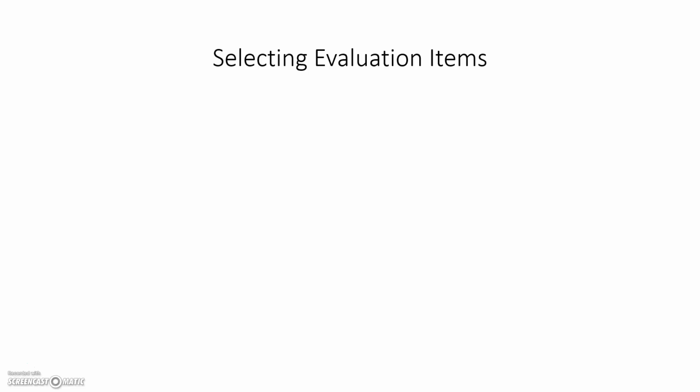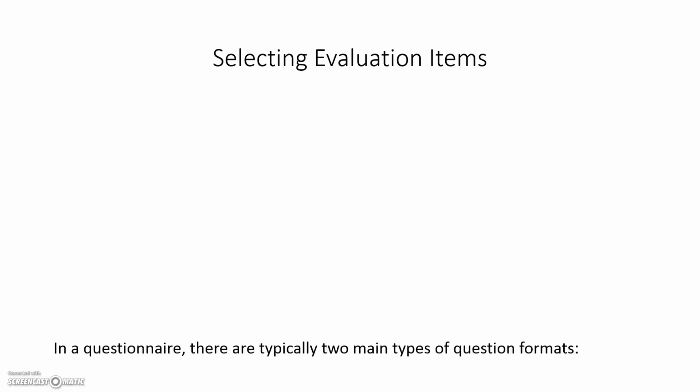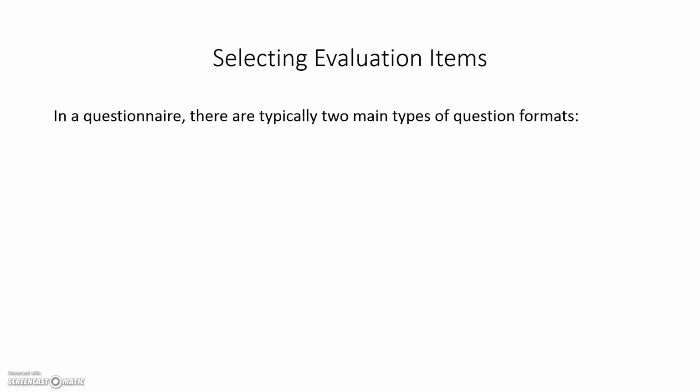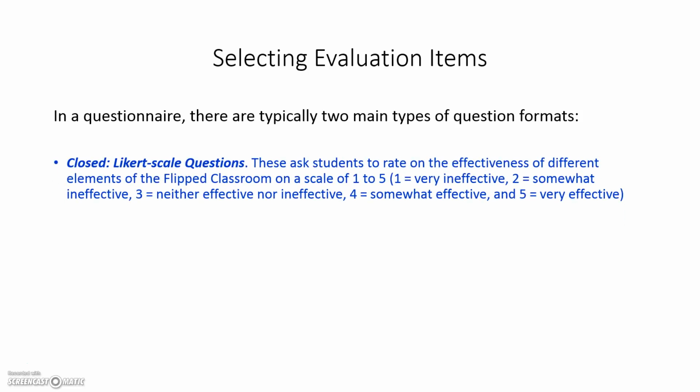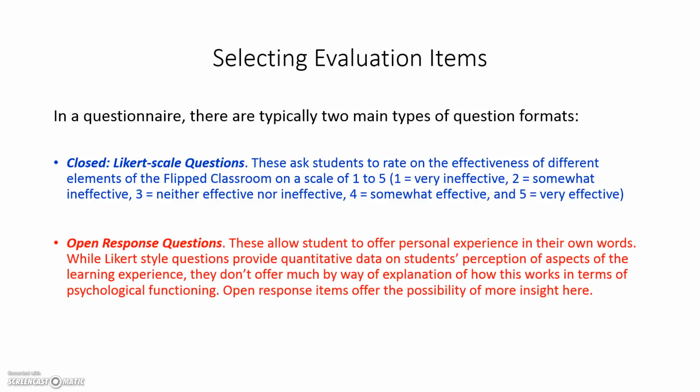So firstly, let's get a frame on the types of items. Typically, in questionnaires, there's two main formats. The closed Likert scale questions, we're all pretty familiar with those. It basically goes from very good to very poor, in more technical language, and open response questions.